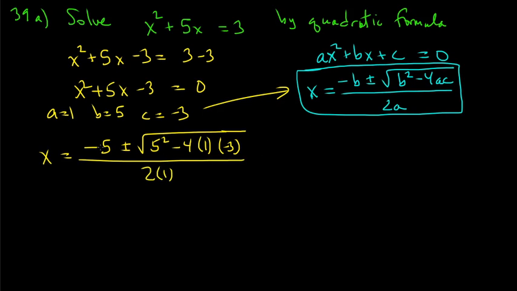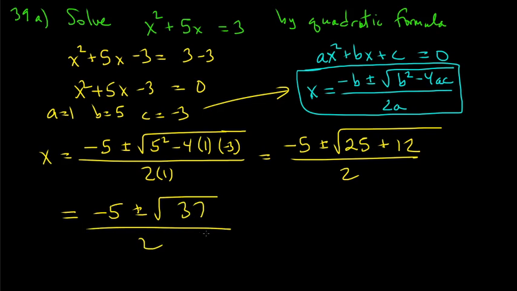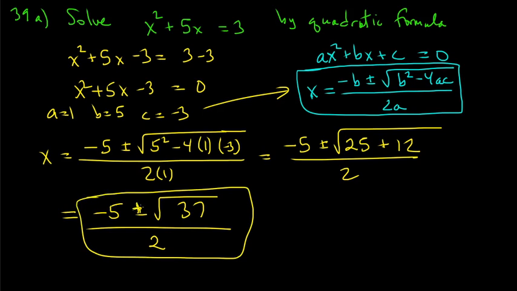Okay, and those are the solutions. We just have to simplify, as always. So negative 5 plus or minus the square root of 5 squared is 25. And negative 4 times negative 3 is positive 12. And 2 times 1 is 2. So this is negative 5 plus or minus the square root of 25 plus 12, which is 37, over 2. And that's it. Those are the solutions. There's two of them, one corresponding to a plus, one corresponding to a minus. But if you want to write them all at once, that's fine.